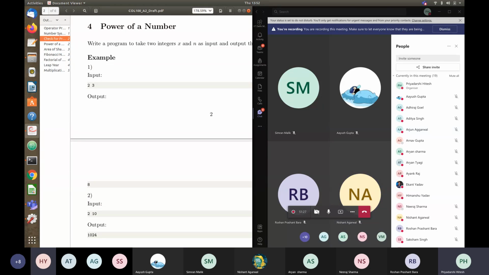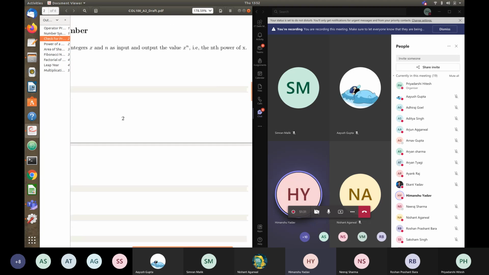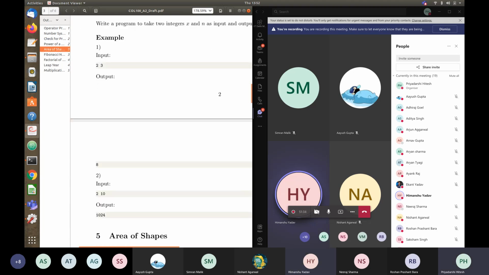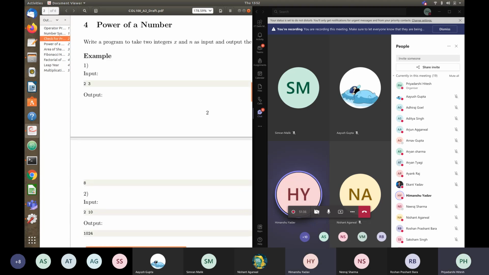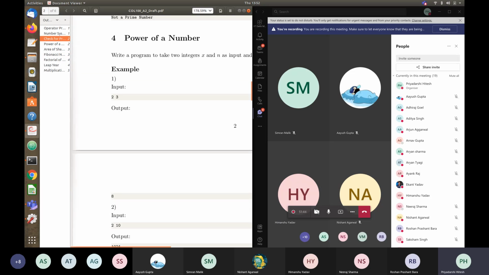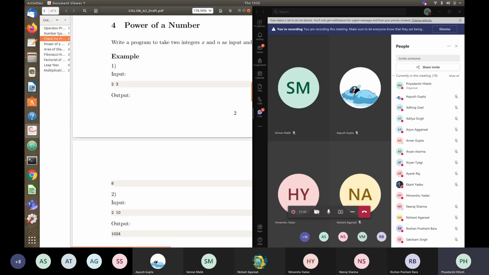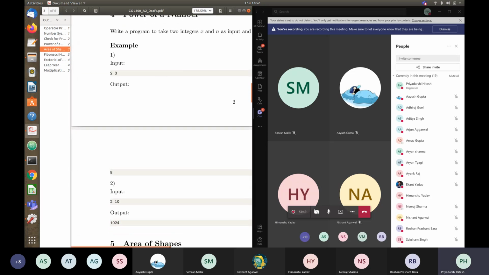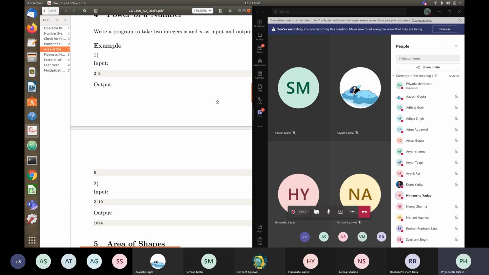Sir, in the fourth question can we also introduce the power term, like going into the math.h library and using the power function? No, it's not that you should use the library here. You have to implement this power function. There is already an available pow power function, but you don't have to use that. It would be a simple one-line code then.